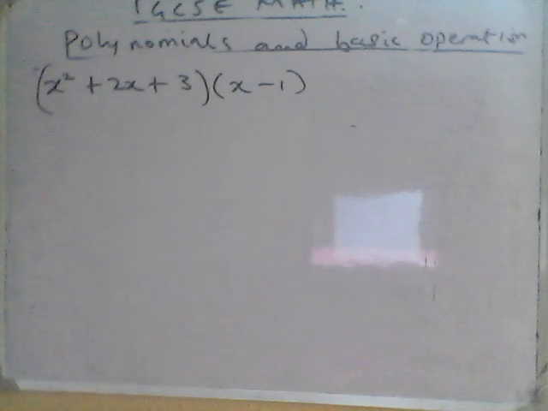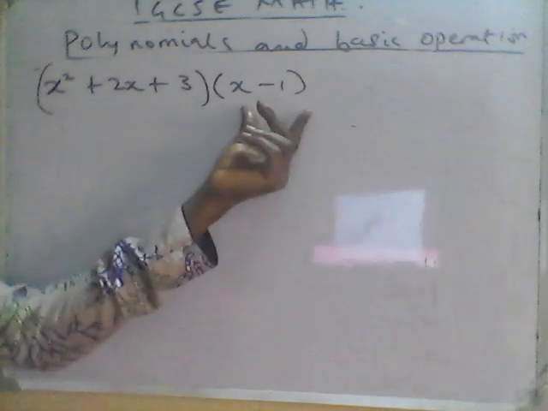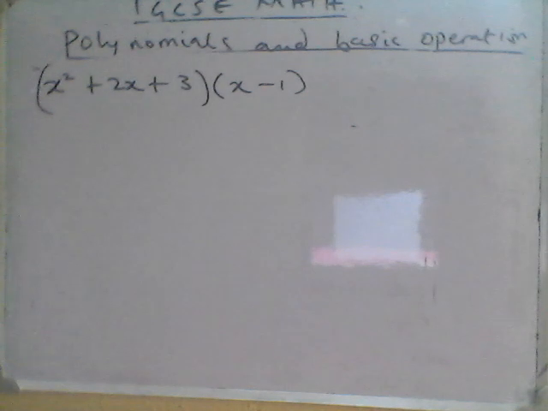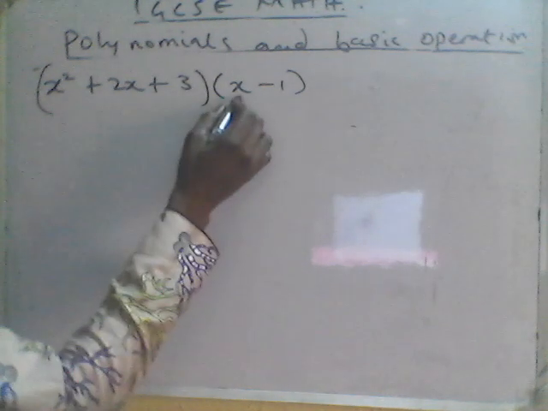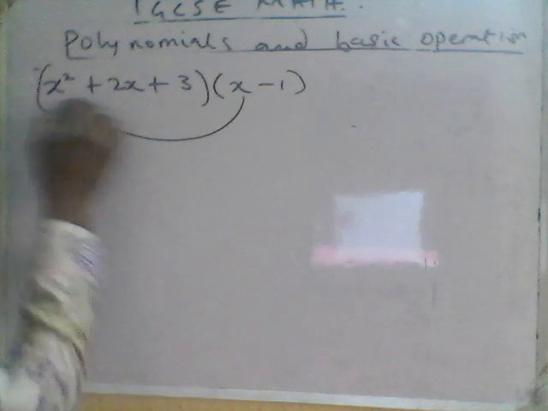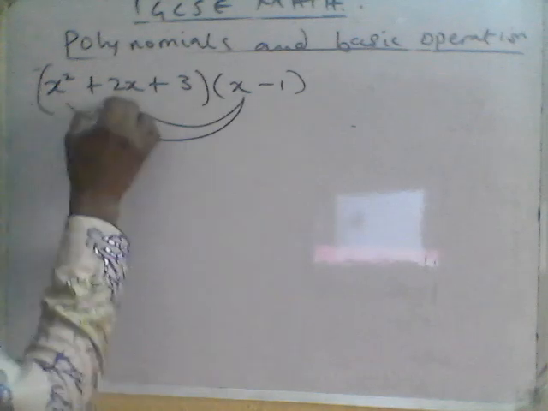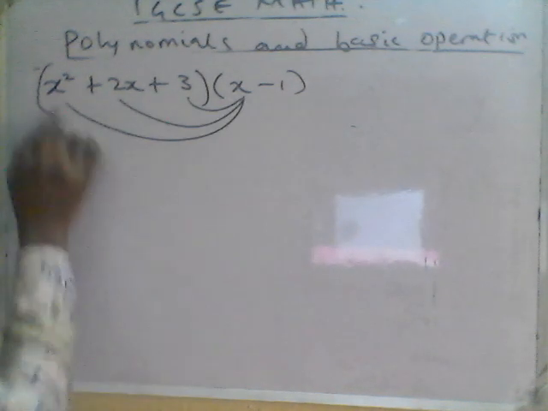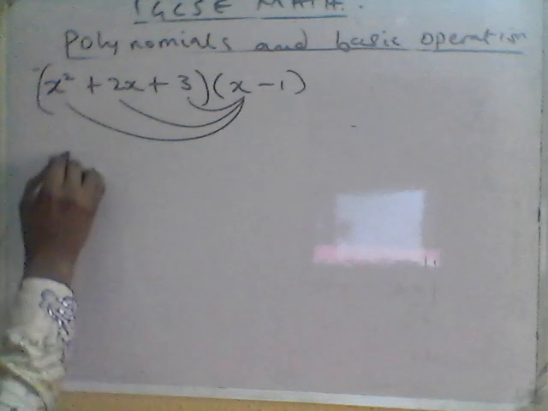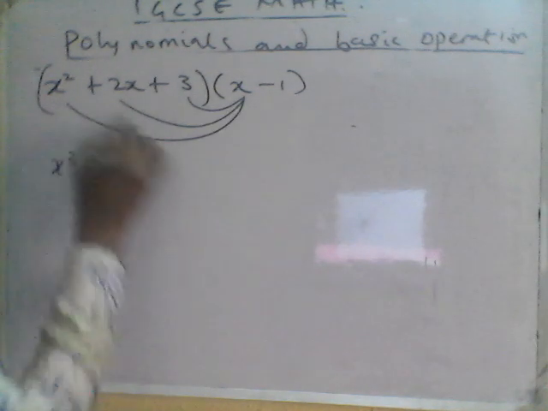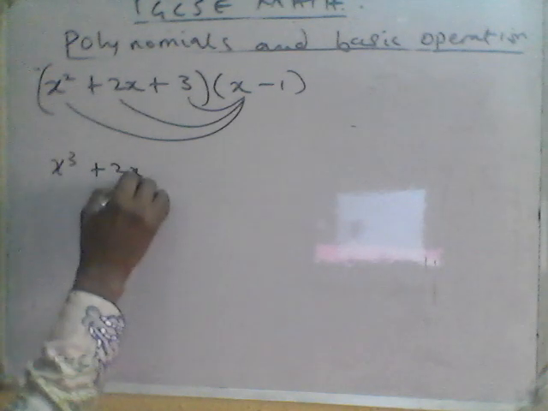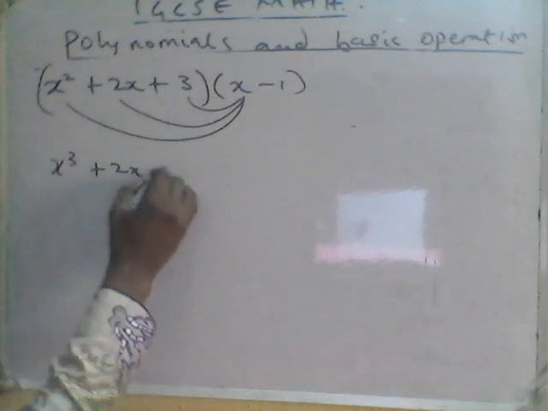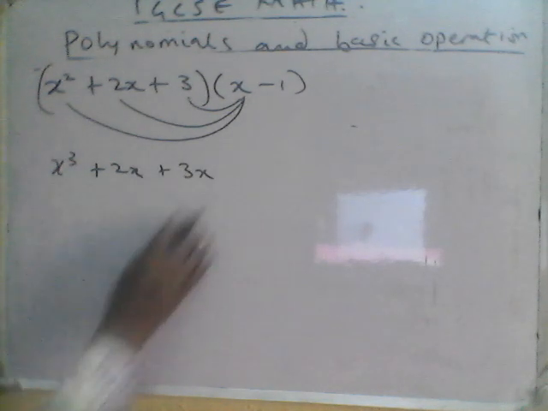Okay, so this on the board is a multiplication that we need to do. This one is 3 terms and this one is just 2 terms. There's nothing to worry about this. Just take this one, multiply by each of the terms respectively, and write down the answers. So for the first one, x times x squared is x cubed. Then x times 2x is 2x squared. Then x times 3 is 3x, right?